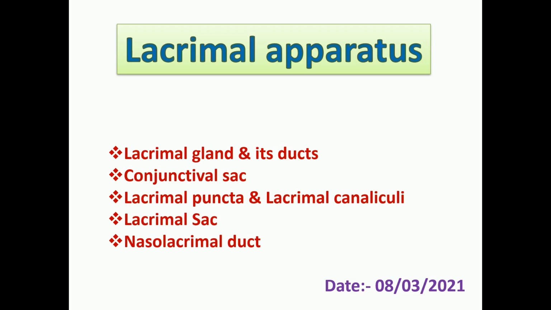Good morning, everyone. Today's discussion topic is the lacrimal apparatus. That is included in the chapter on the scalp, face, and temple. The structures concerned with the secretion and drainage of the lacrimal fluid, or tear fluid, constitute the lacrimal apparatus. It consists of the lacrimal gland and its ducts, then the conjunctival sac, then the lacrimal puncta and lacrimal canaliculi, then the lacrimal sac, and lastly the nasolacrimal duct.